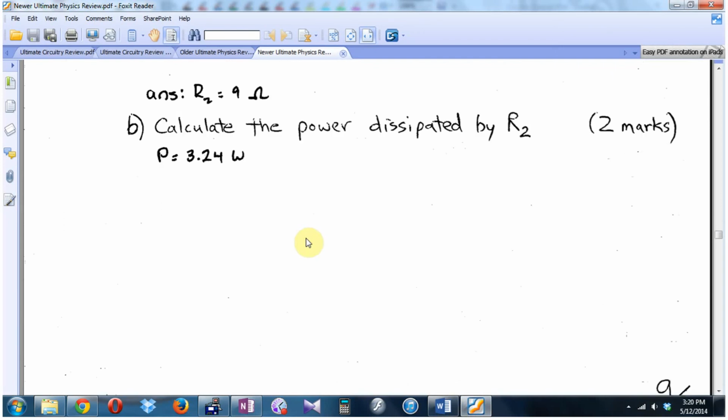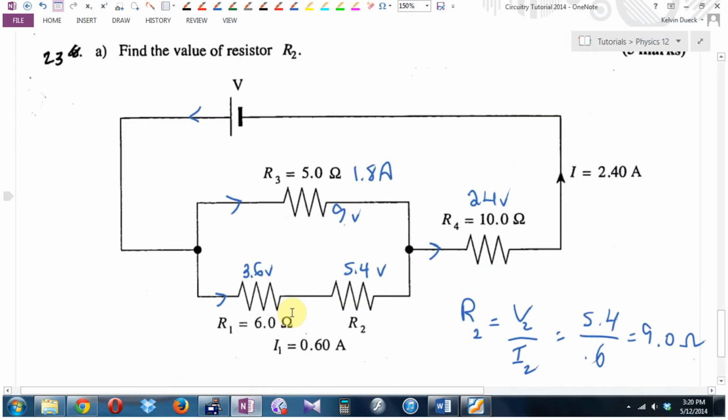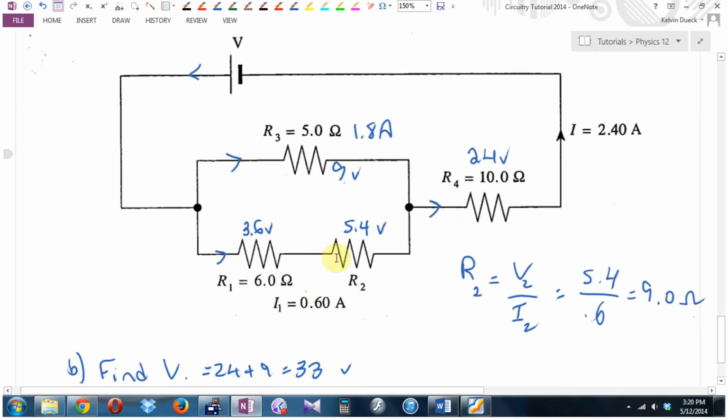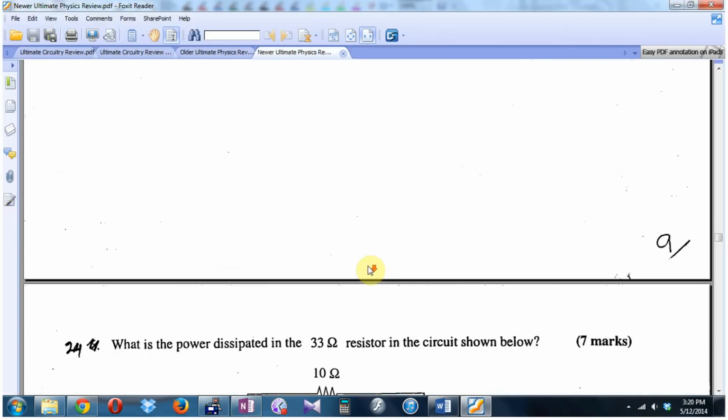Oh, calculate the power dissipated by R2. Oh, V times I, 54 times 0.6. We're good. That was the part B. Figured there was a part B somewhere.